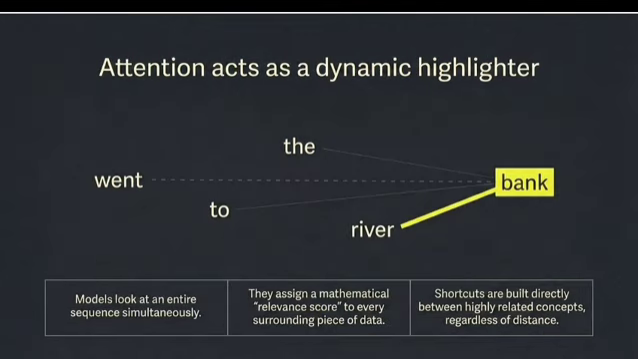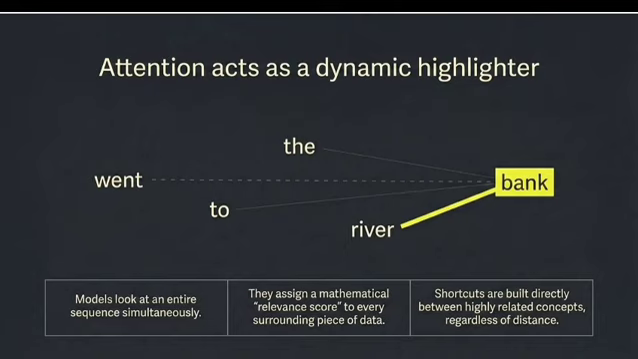Attention acts as a dynamic highlighter. As you can see here, models with the attention mechanism technique look at the sequence simultaneously. All the words within the sequence are looked over at the same time, and the ones with higher importance are given higher weightage. A relevance score is given to every piece of data, meaning how relevant it is to what we ask or to the particular sequence.